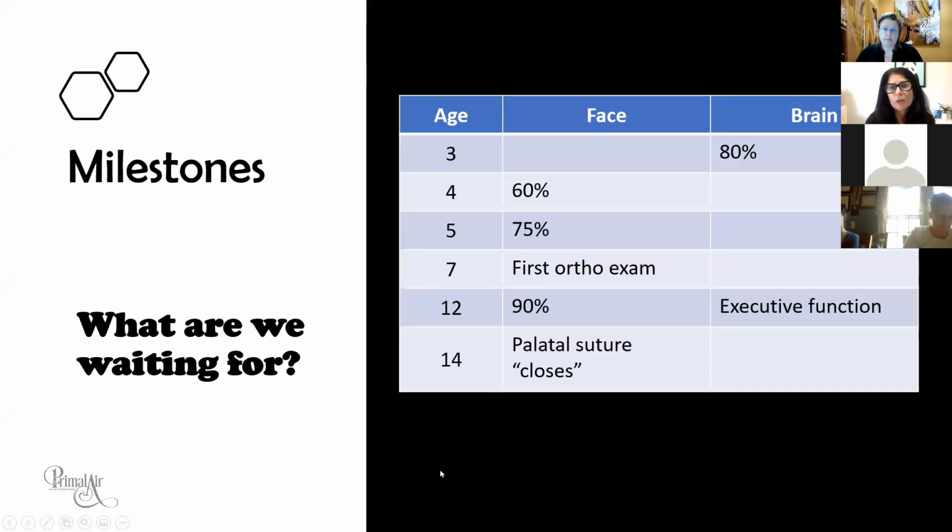So what are we waiting for? By 3 years old, 80% of the brain is already developed. By 5 years old, 75% of the face is already developed. That's why we're talking about the first 1,000 days of life. We're talking about the first 5 years. That's why this early intervention is super important.